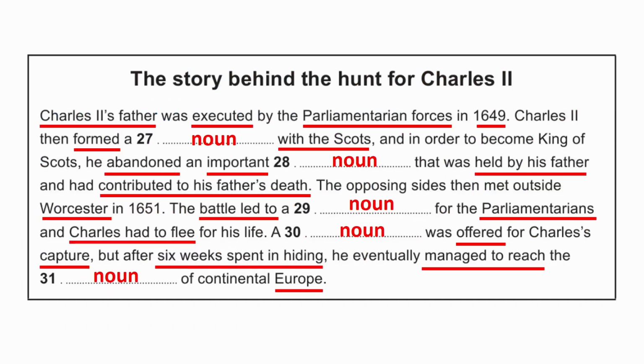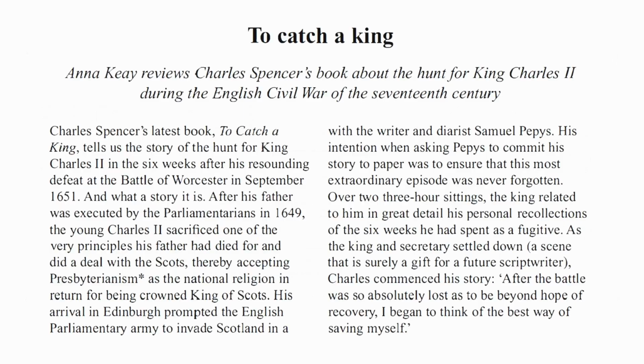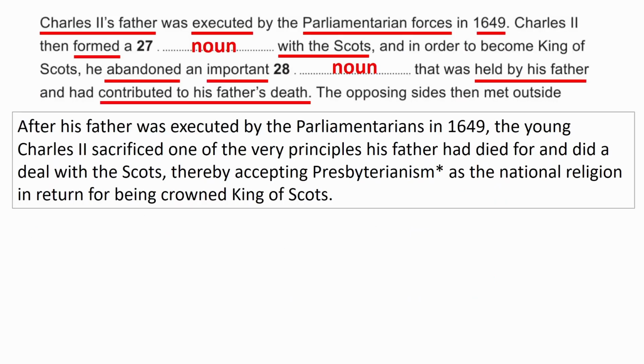Alright, the first keyword here is Charles II's father, executed, parliamentarian forces, and the year. So we have this information in the first paragraph here, so it shows the rest of the answers must be after that. So Charles II then formed something with the Scots, and in order to become King of Scots, he abandoned an important something that was held by his father and had contributed to his father's death. So here we have this information in the first paragraph.